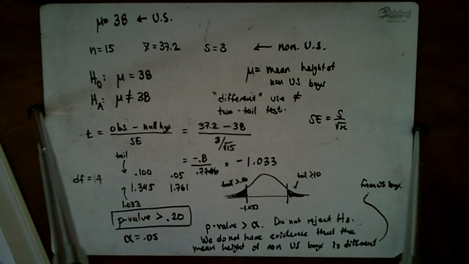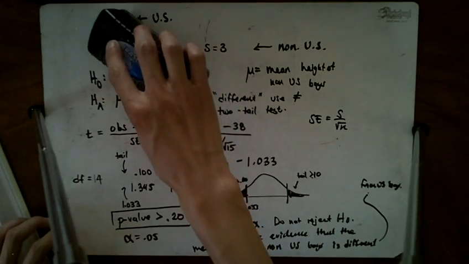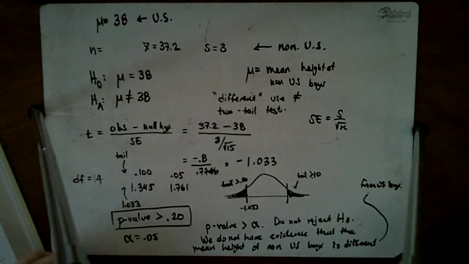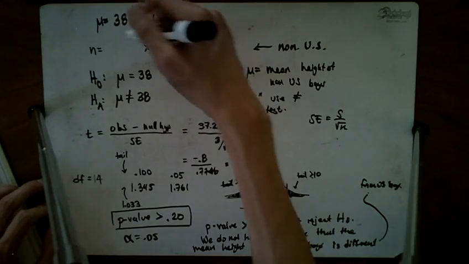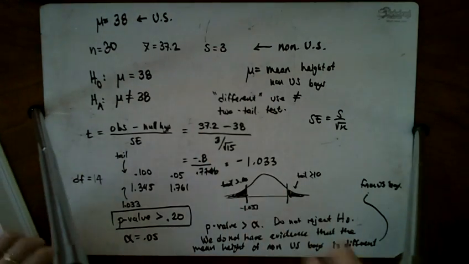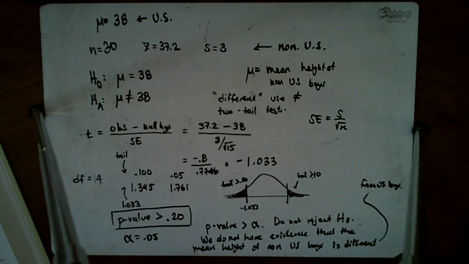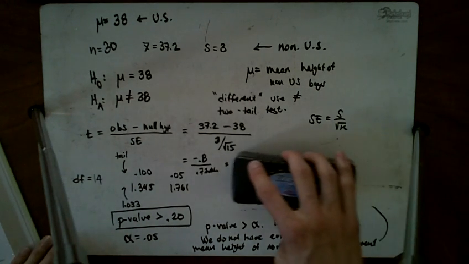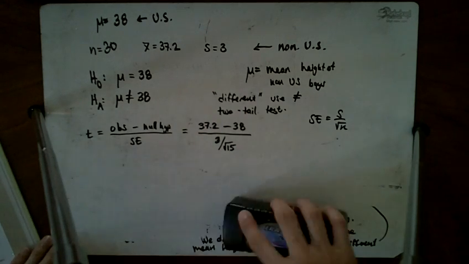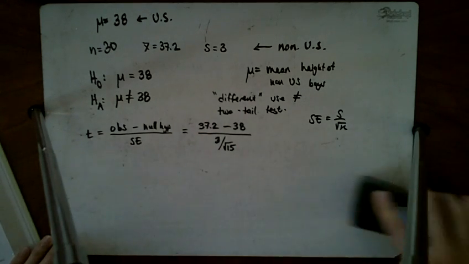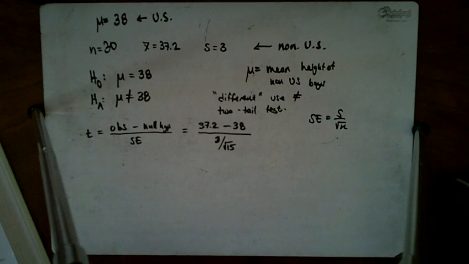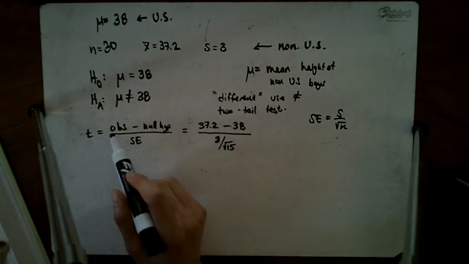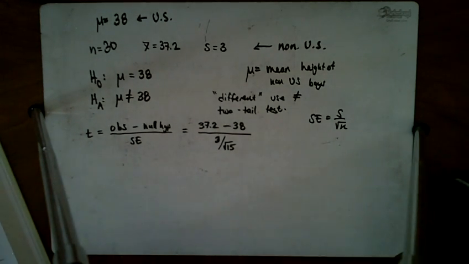Then part B asks us, suppose the sample consisted of 30 boys rather than 15. Okay, so we're going to pretend that we have the same data. We ended up with a mean of 37.2, standard deviation of 3, but this time our n is 30. Okay, so we're going to go through the same process, except some of our numbers are going to change. So the test statistic is still going to be observed minus the null divided by our standard error.